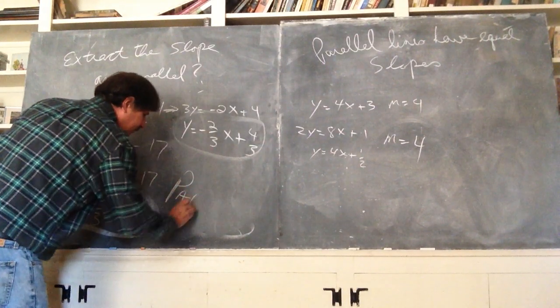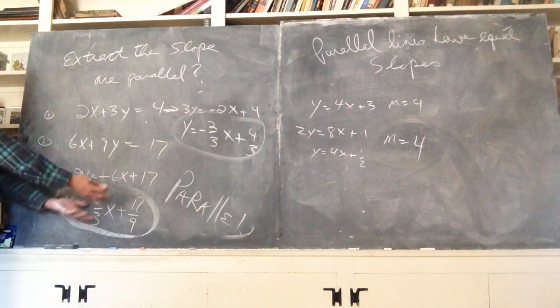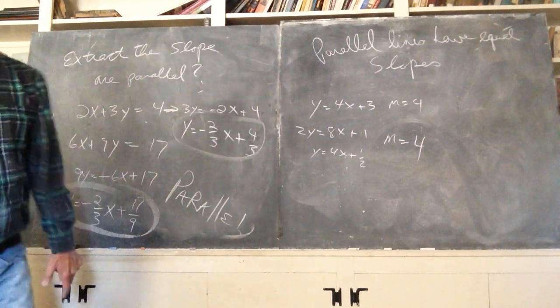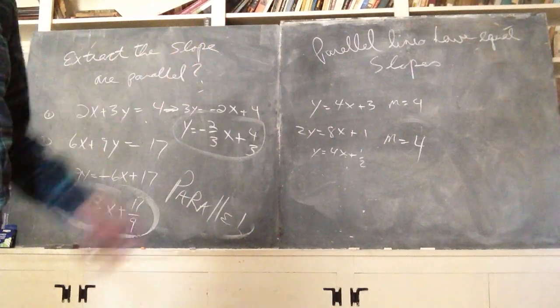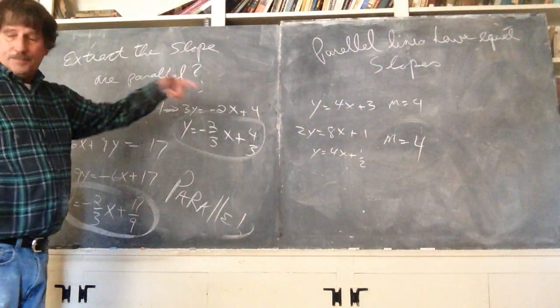Parallel, because the slopes are the same. So all you have to do is extract the slope. You put it in slope-intercept form. That's how you extract the slope. Just solve for y, and the slope just pops out at you. And if they're the same, they're parallel.